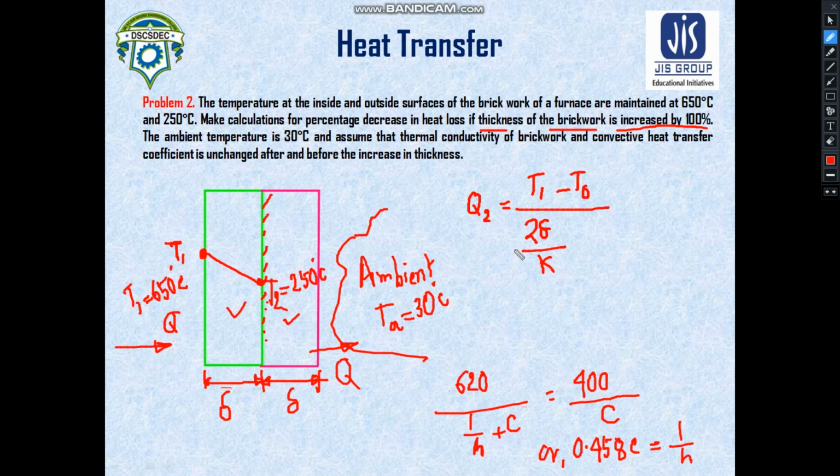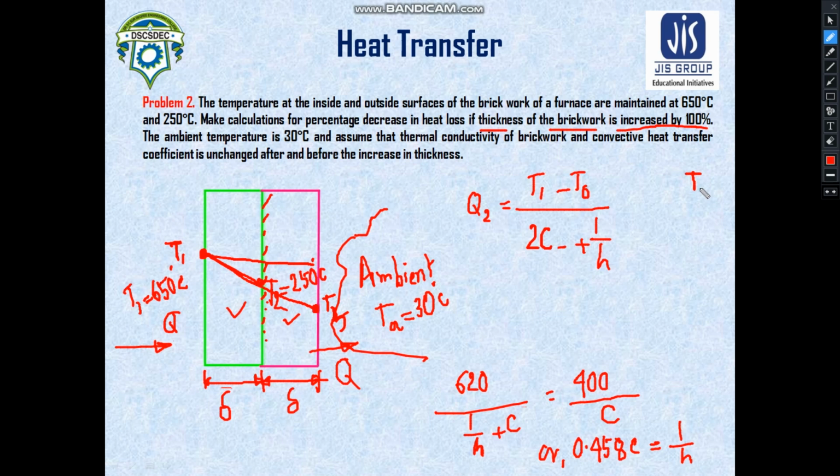Now it is quite obvious that since the thickness is doubled, it will be 2 delta by K plus 1 by H. Now you must remember that we have taken this factor delta by K as C, so we will write 2C here. Okay, so thickness is doubled. Now the conduction is taking place through this mode, and the temperature is T2 here, or something else, T3.